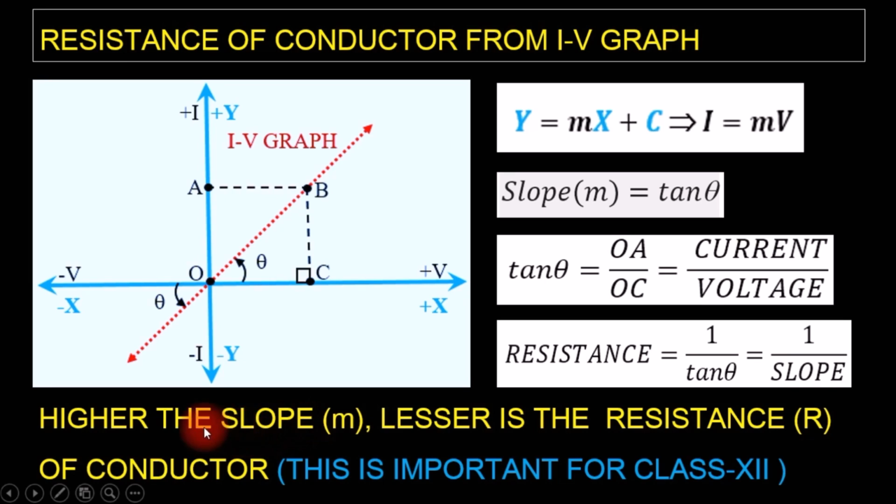So this means that higher the slope, lesser is the resistance of a conductor, and this topic is very important for class 12 science. So once you have understood this basic concept, you can easily find out the resistance of a conductor if its IV graph and its inclination theta is already known to you.